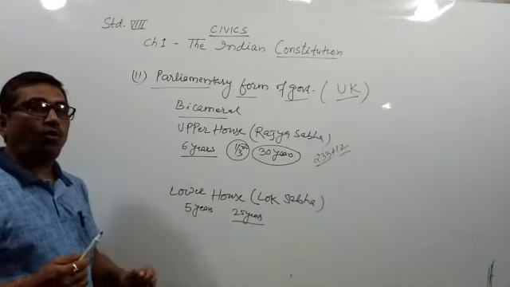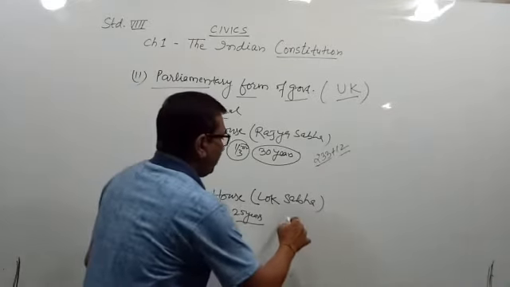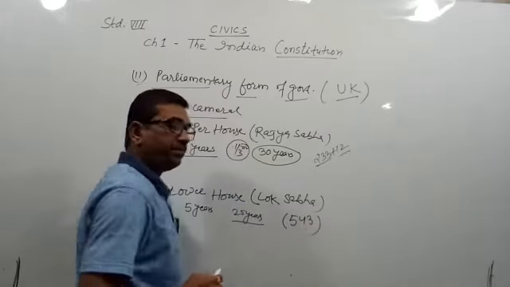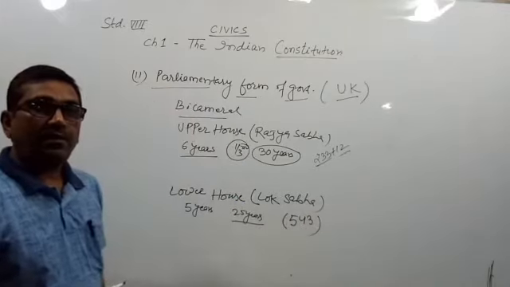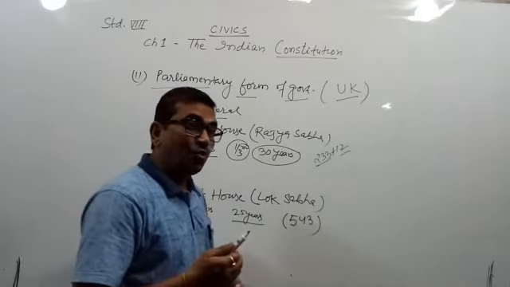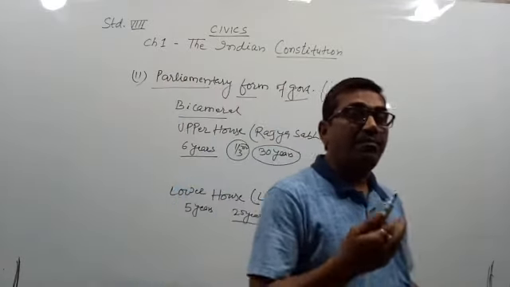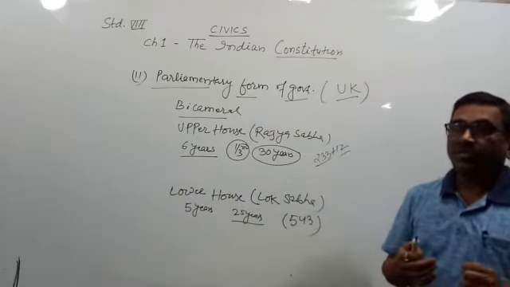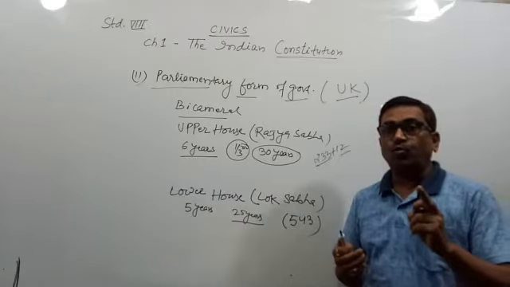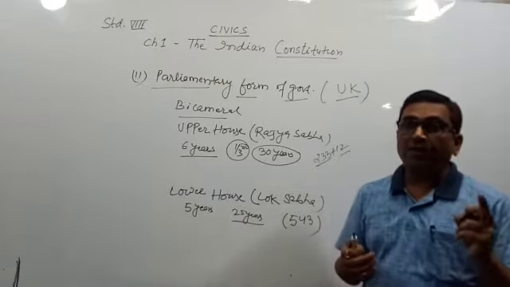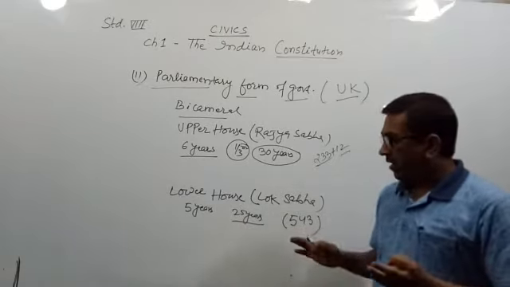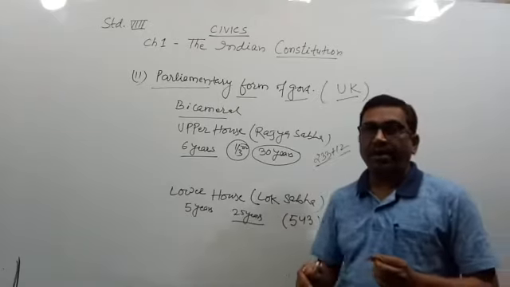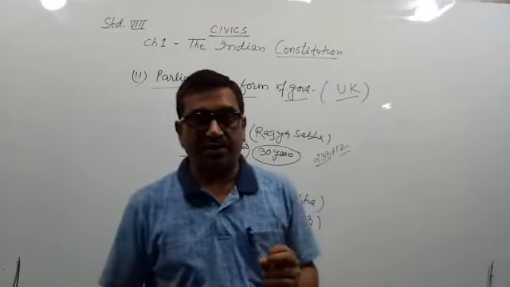In the lower house, Lok Sabha, the elected members are 543. You may say, sir, plus 2 Anglo-Indians: if the Anglo-Indian representation is not there, the president may nominate 2 members belonging to the Anglo-Indian community. But elections are held only for 543 members.